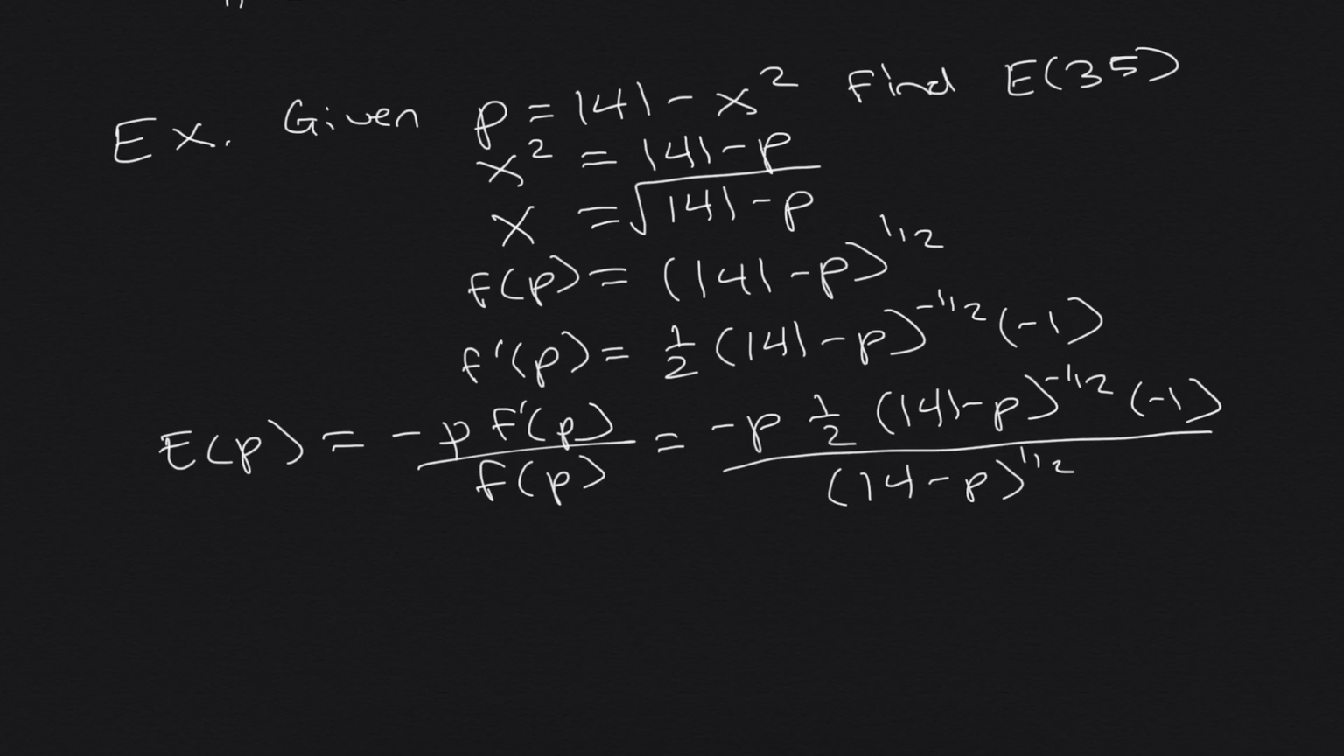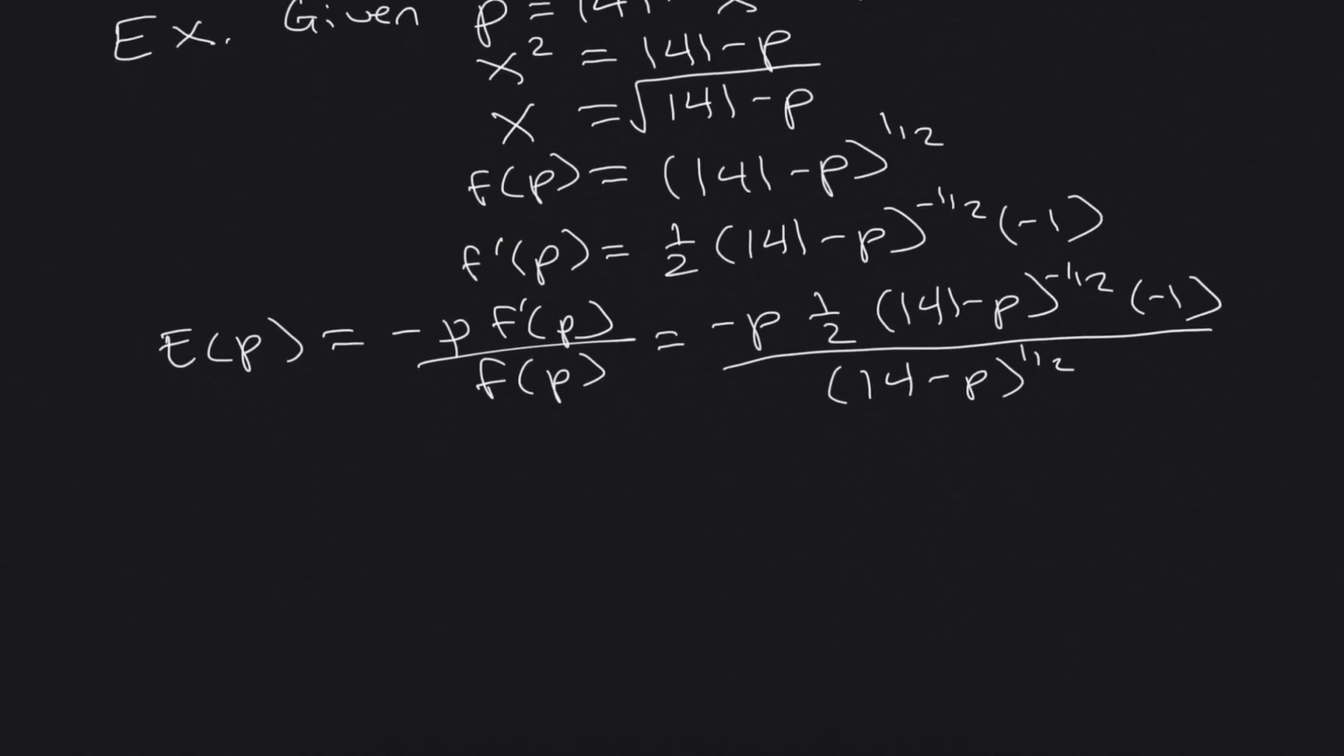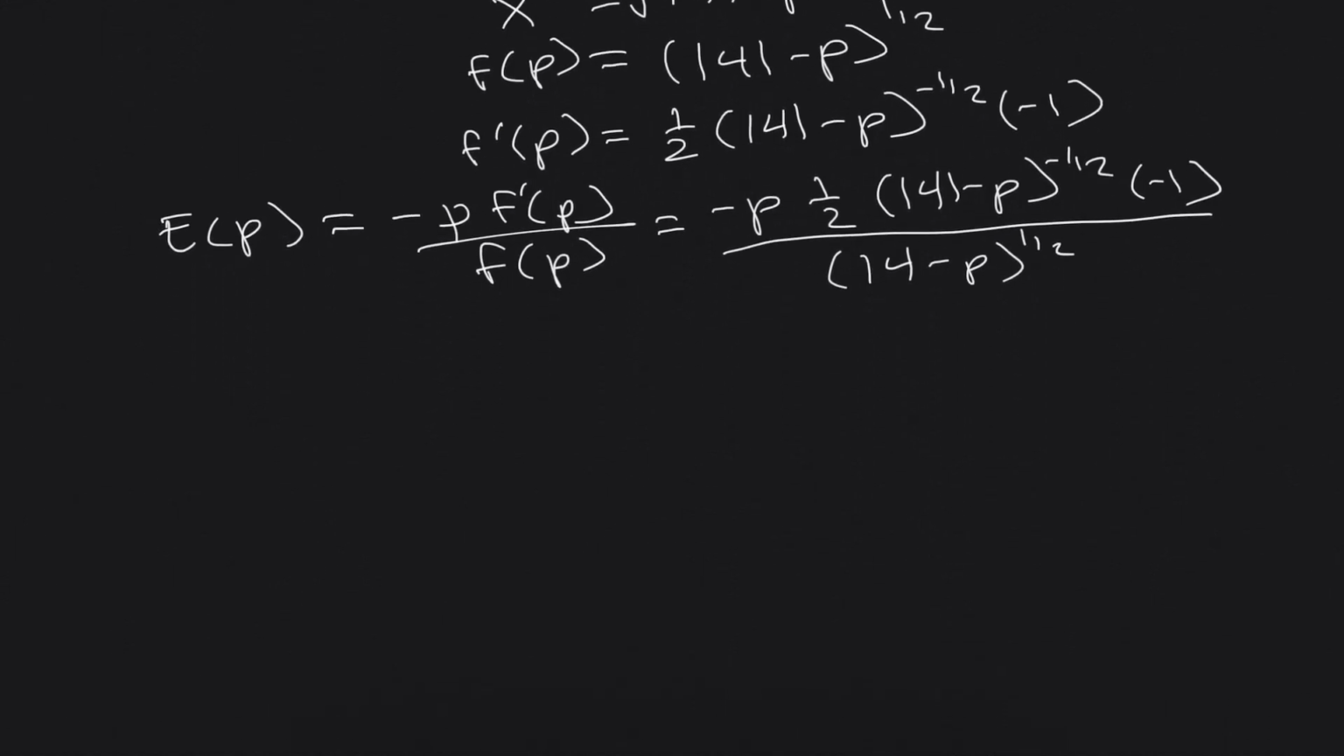And eventually we just need to find E of 35. If you want to plug in 35 right now for every P you see, that's fine. You can plug it into your calculator, no big deal. If you'd rather not plug in right now, if it looks too complicated, not surprisingly, I'm going to go ahead and do some simplification first.